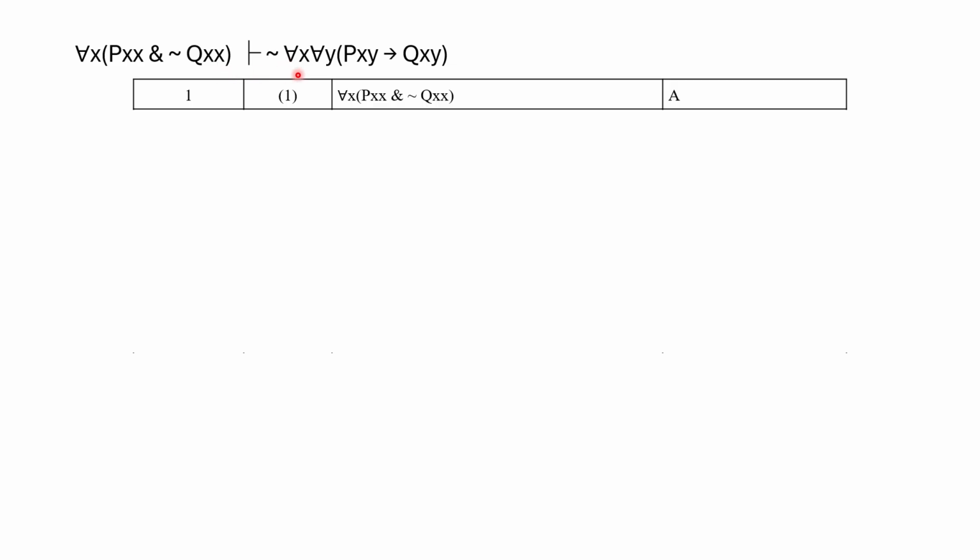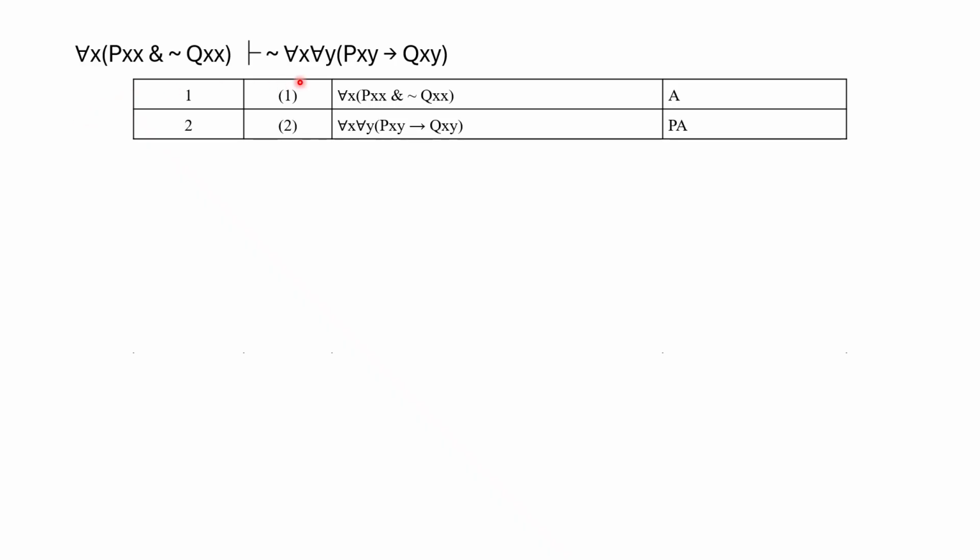Now, if you're looking at the conclusion, there's a tilde out in front of those universal quantifiers, so that's the main operator. That should be telling you I need to assume the opposite and try to build a contradiction. So that's what we're going to do in line 2, is we're just going to assume the opposite of all this as a PA and try to build a contradiction.